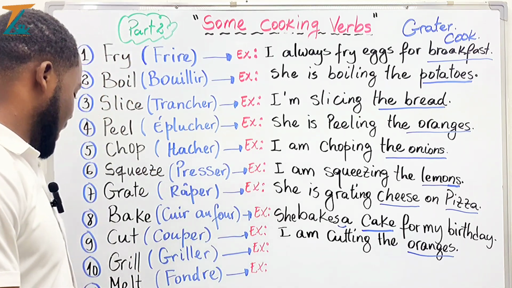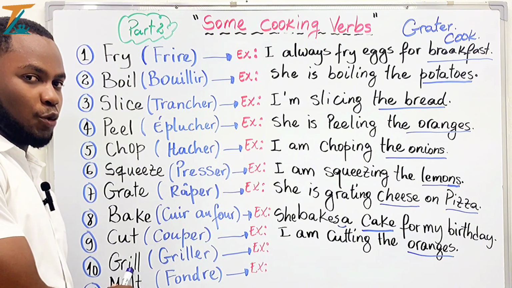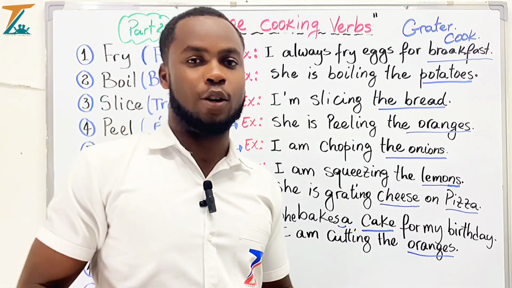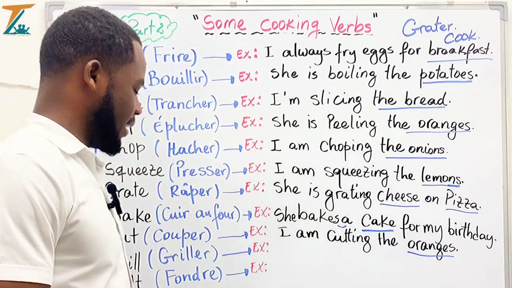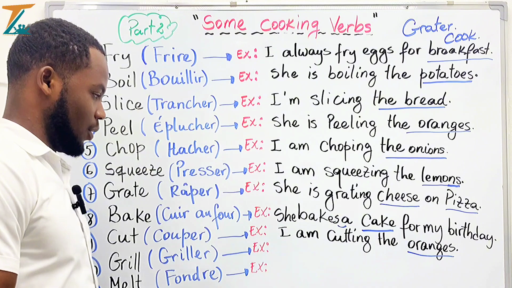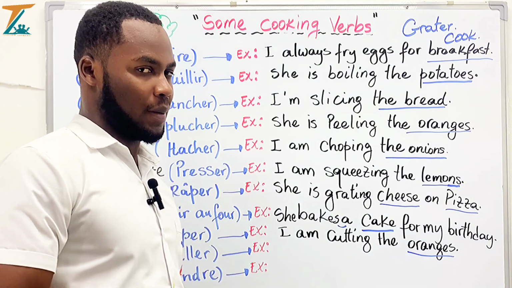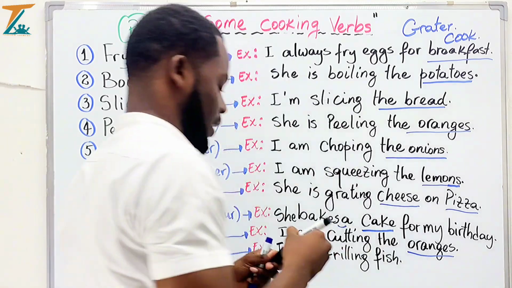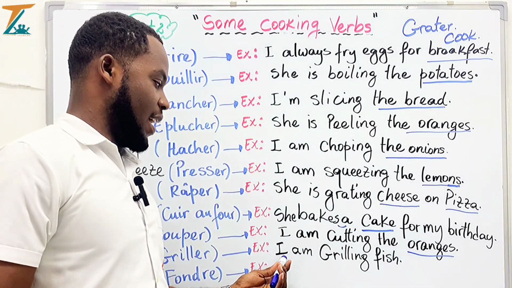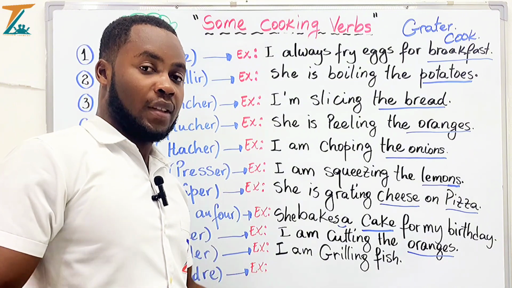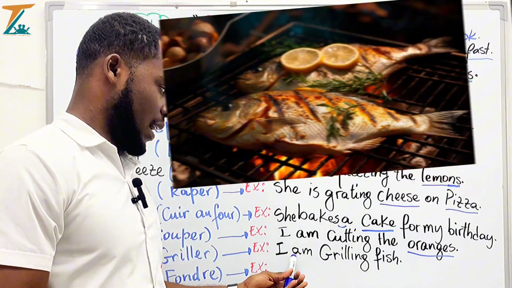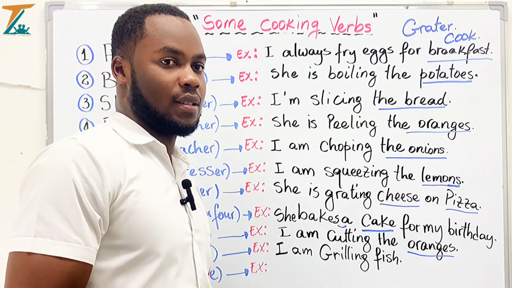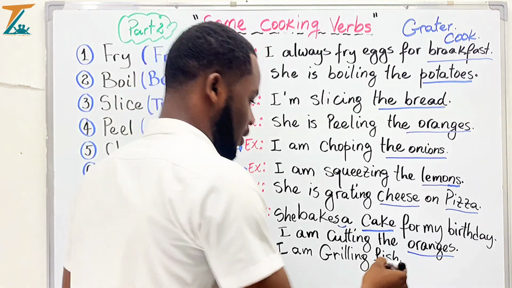All right. So we have the next verb. Grill. I want you to repeat. Grill. Grill means griller. Comment on peut dire boucané ou bien griller? I say grill. Let's repeat it again. I am grilling fish. I am grilling fish. Okay? How can I say that in English?